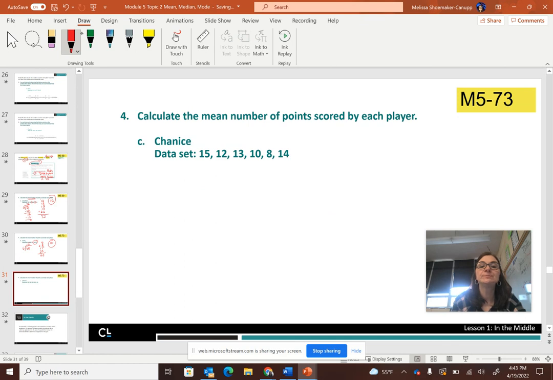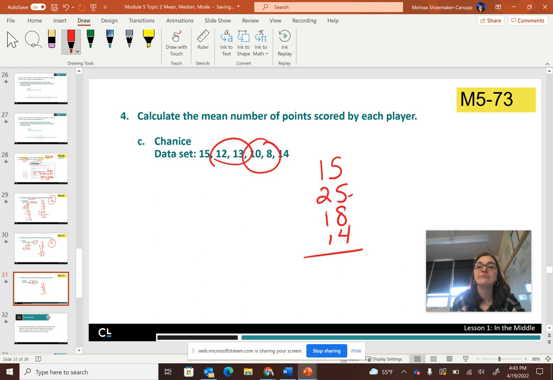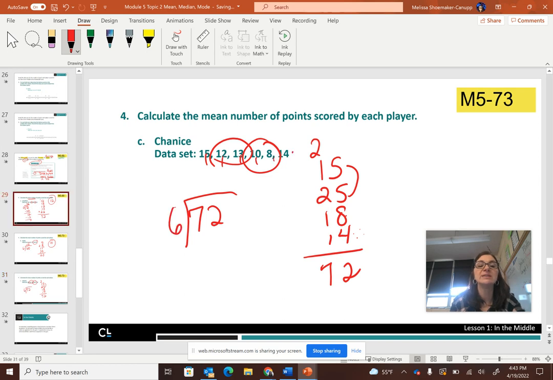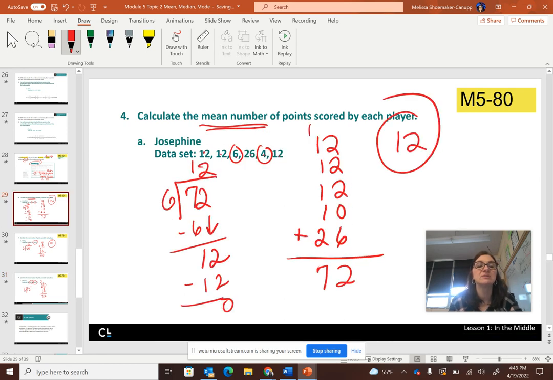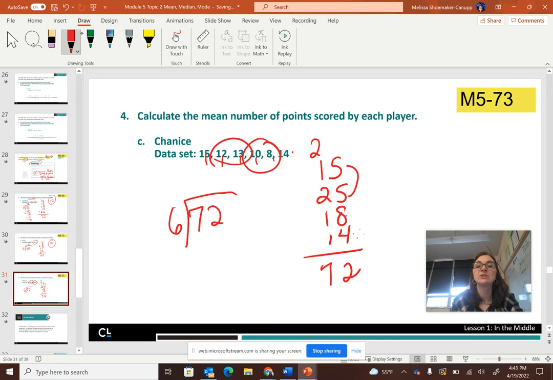Shanice, last one. Let's see. We got 15, 12, and 13 is 25. 10 and 8 is 18 and 14. Let's see. 5 and 5 is 10, 18, 19, 20, 21, 22. Oh, that feels familiar. 1, 2, 3, 4, 5, 6. Isn't that the same as Josephine's? So we know the mean's going to be 12.